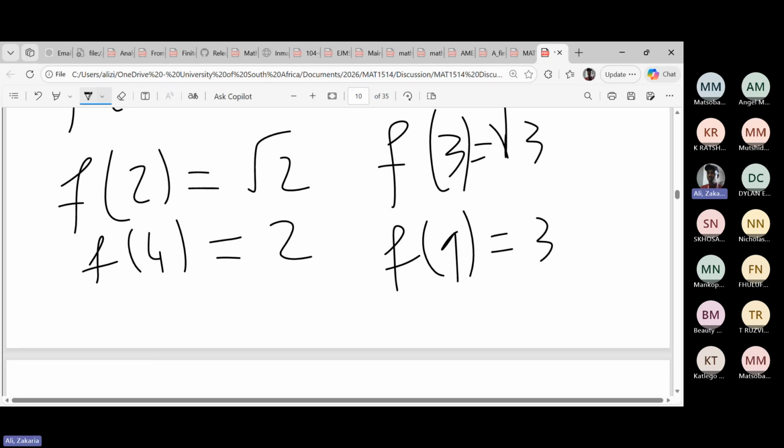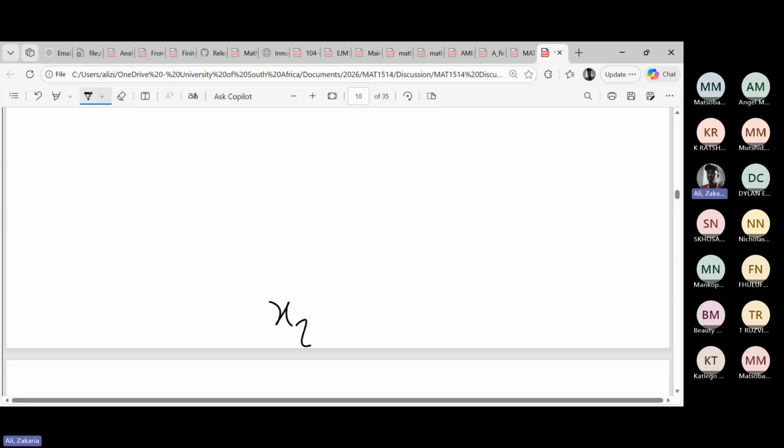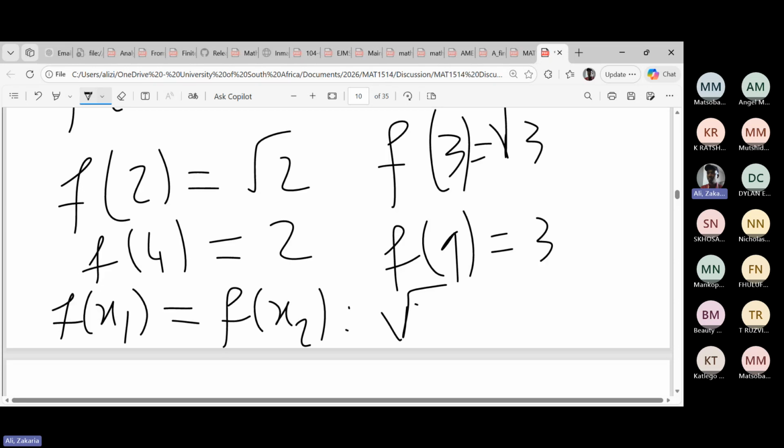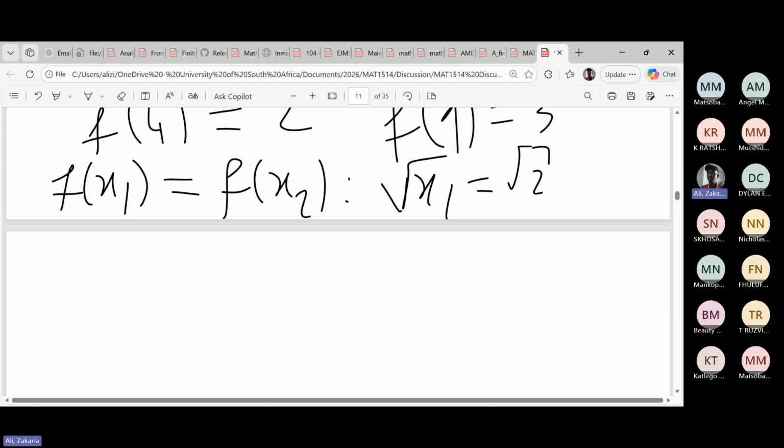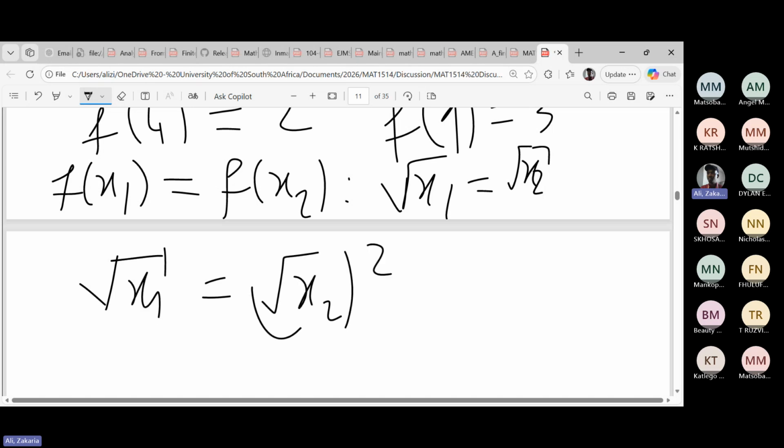Now the question is, I'm going to take f of x1 is equal to f of x2. That's the hypothesis. It means that the square root of x1 equals the square root of x2. Sorry, that is x2, I didn't write it correctly. So here I have the square root of x1 equal to the square root of x2. I can square both sides, and then I get x1 equal to x2.